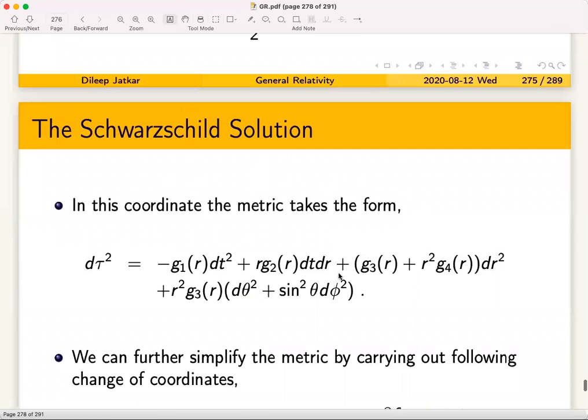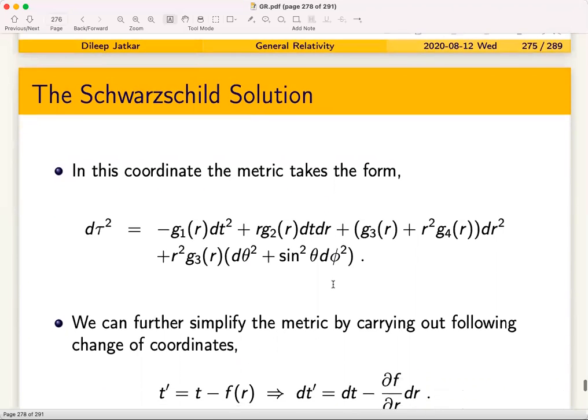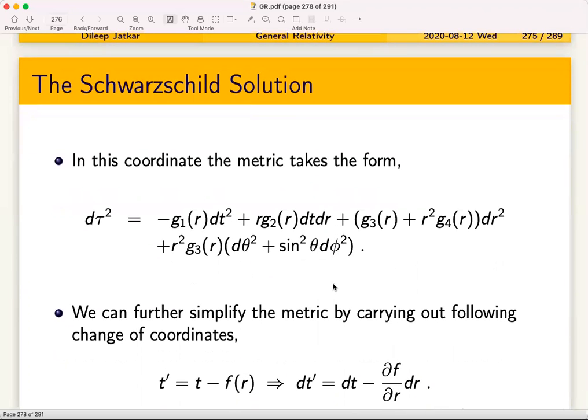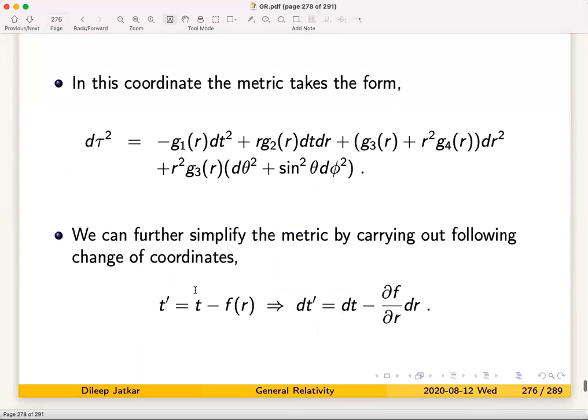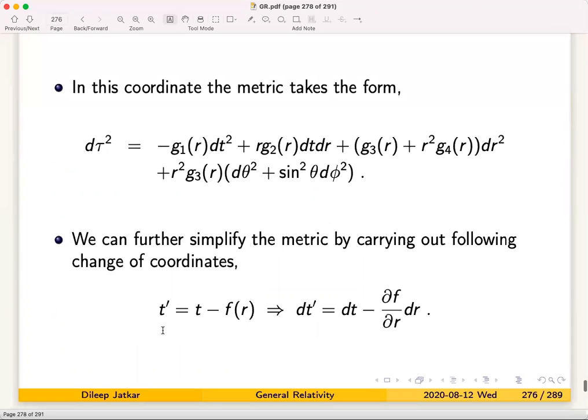Okay, so this is how the metric would look if you are working in a spherical polar coordinate system. As I said, we would like to look for a solution which is static, and that can be done by making yet another change of variables: write a new time coordinate t prime, which is t minus some function of r, such that dt prime is equal to dt minus df by dr times dr. I should have written df by dr really, because it's a function only of r.